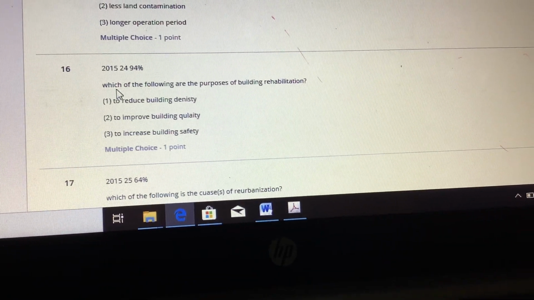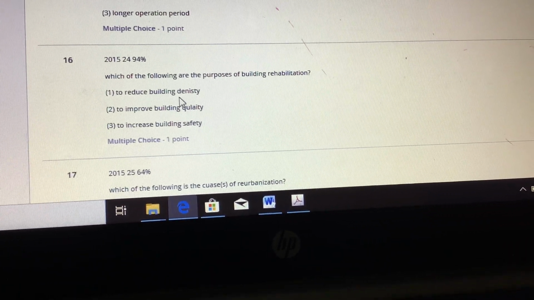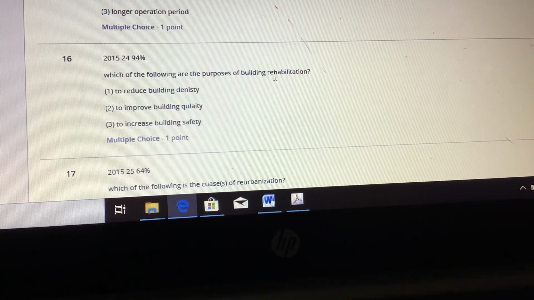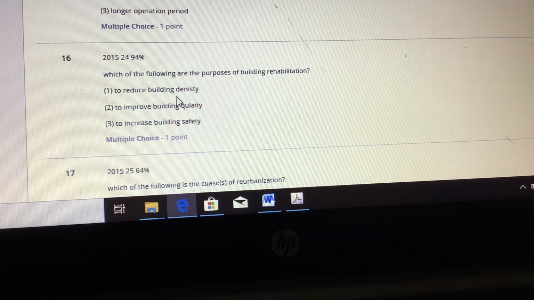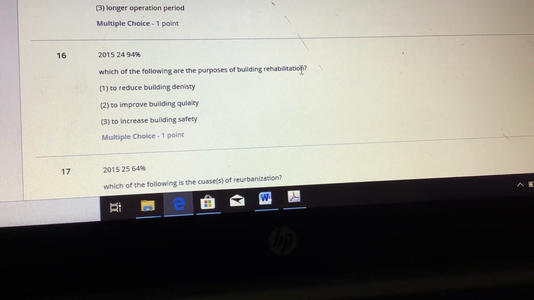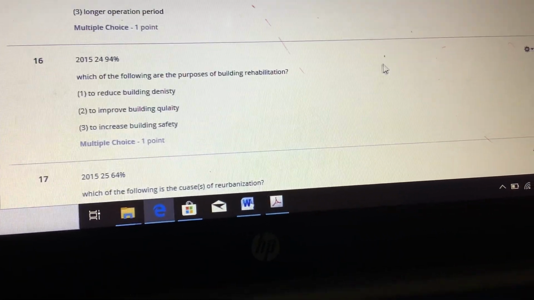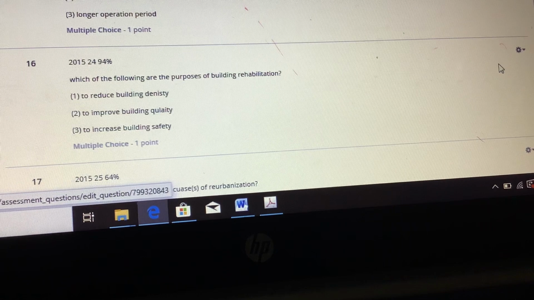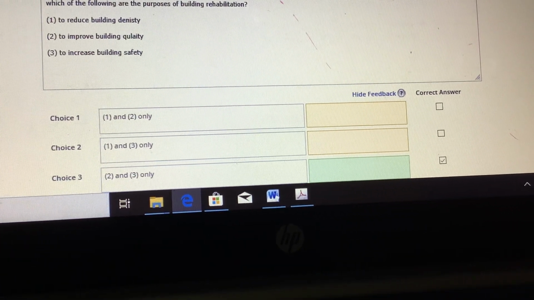Okay, this one up. Which of the following are the purposes of rehabilitation again? Reduce building density, not right, because rehabilitation has nothing to do with building density. Okay, sorry for the spelling. Okay, improve building quality, as you can see, rehabilitation, right? Increase building safety, yes, because some of the dangerous structures can be eliminated, okay, or fixed. So number 2 and 3, isn't it? Yes.